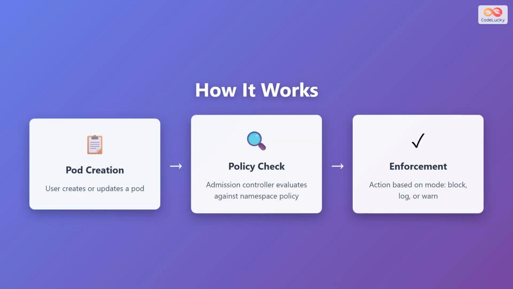The pod security admission workflow has 3 main steps. First, when a user creates or updates a pod, the request is sent to the Kubernetes API server. Second, the admission controller evaluates the pod specification against the security policy configured for that namespace through labels. Third, based on the configured enforcement mode, the controller takes action by either blocking the pod, logging the violation to the audit log, or displaying a warning to the user.